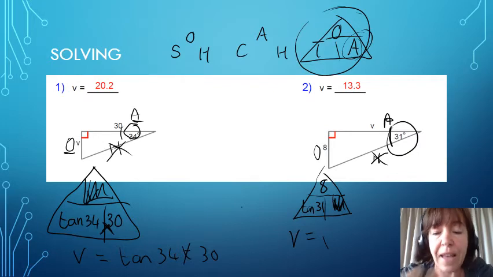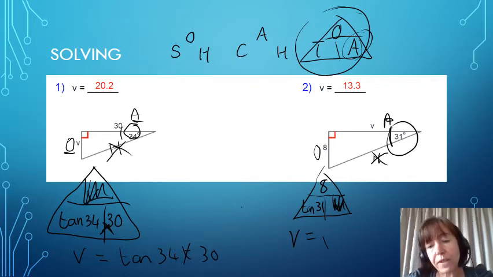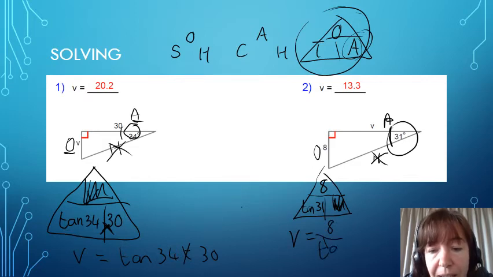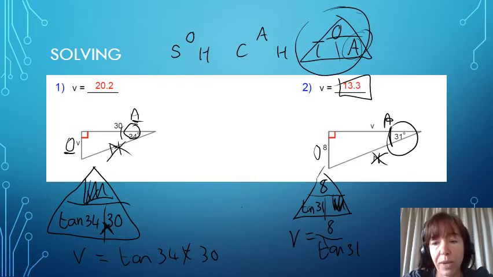As in algebra, when you've got something over something else, it means divide. So it's going to be 8 divided by tan of 31. And when you put that into your calculator, you should get 13.3. Give that a go and make sure that that works for you.